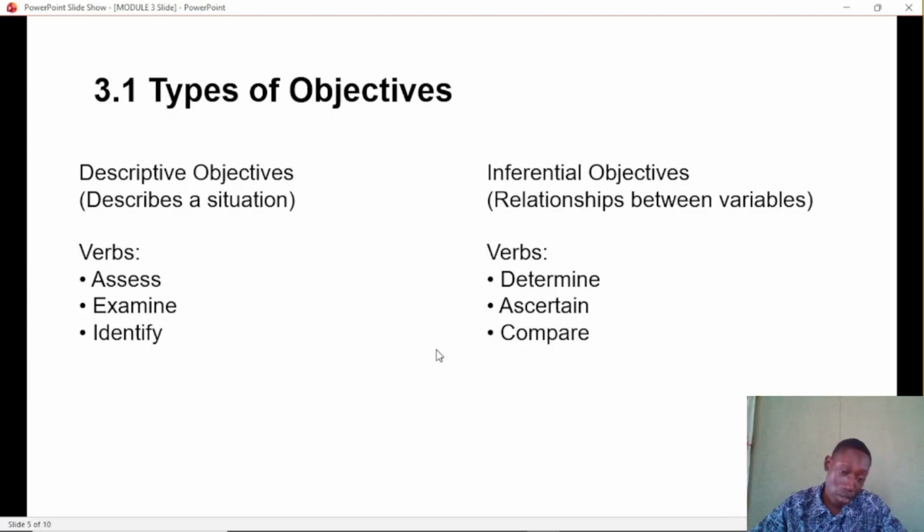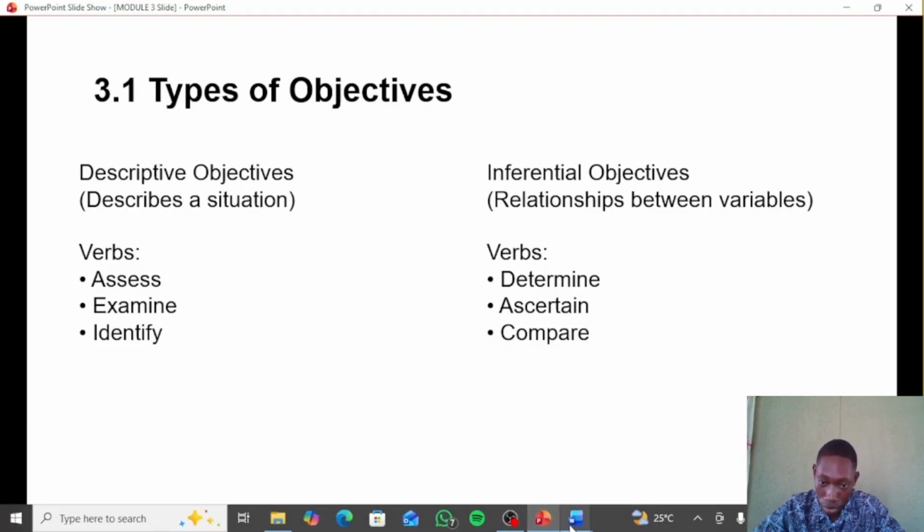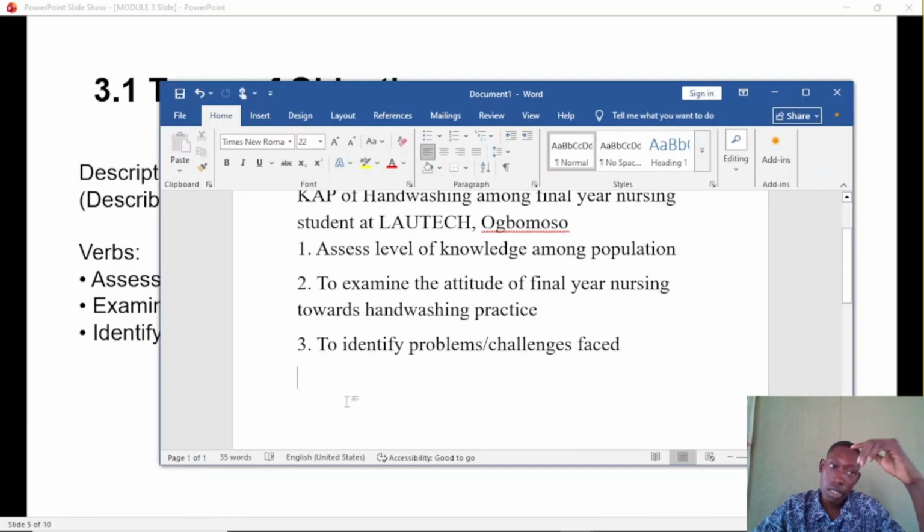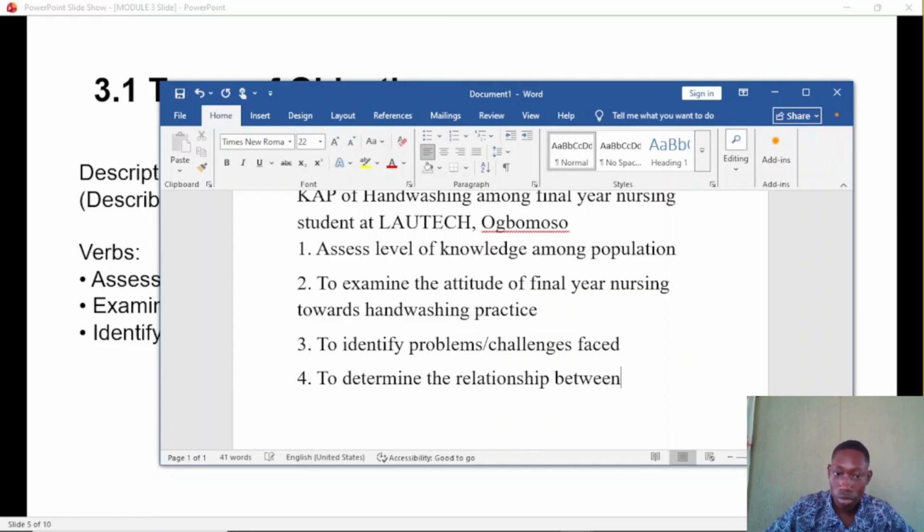To now draft that out, let me show us how to draft it out. You know, these are my first three specific objectives. So my number 4 now may be to check the relationship, to examine. The phrases we use are determine, ascertain, compare. There are other phrases. But here I may say to determine the relationship. You only use relationship between. You must have two variables, variable A and variable B.